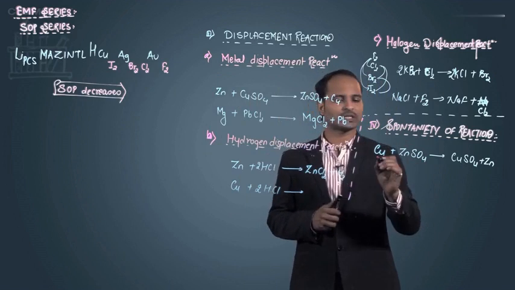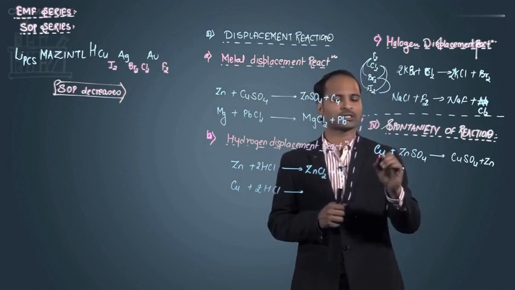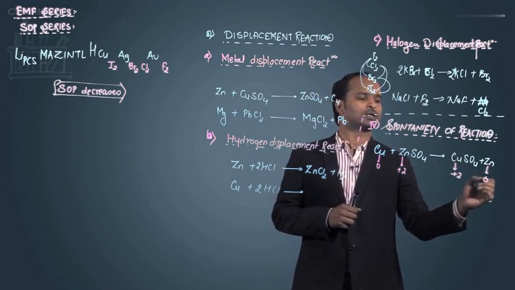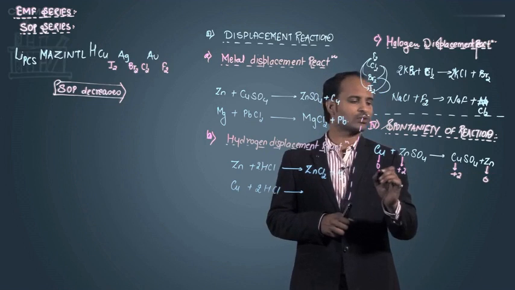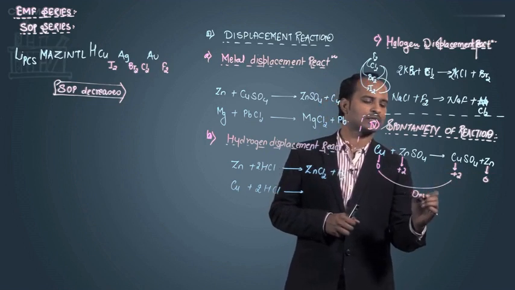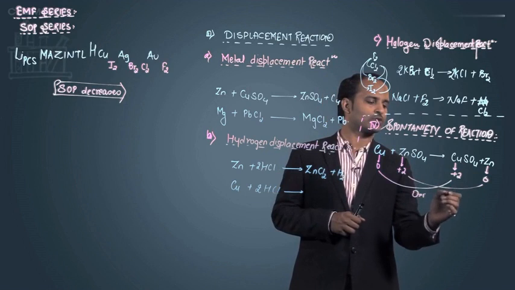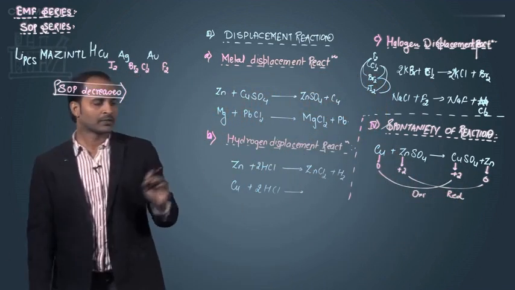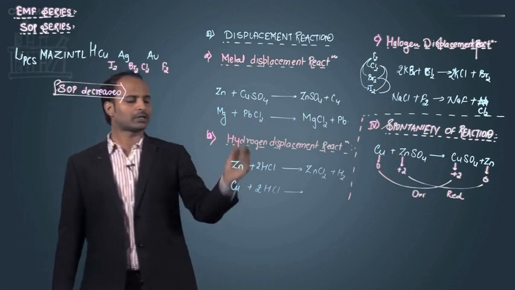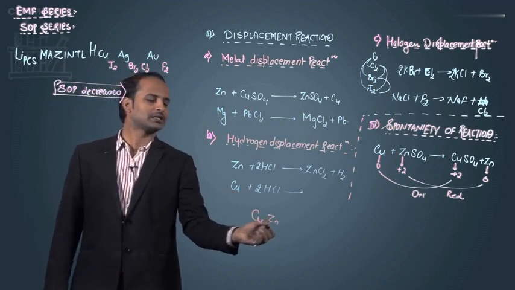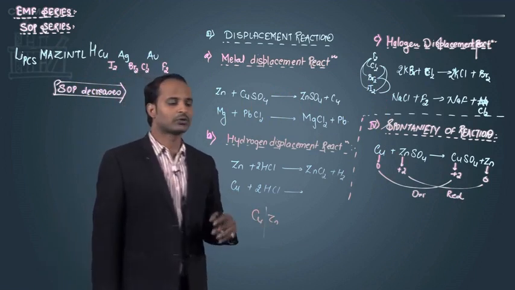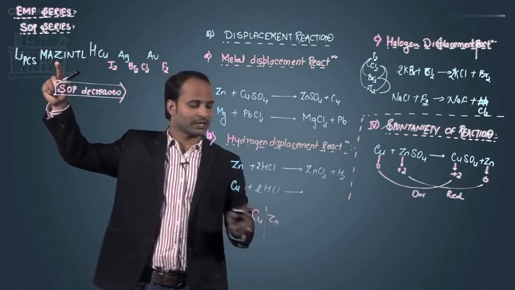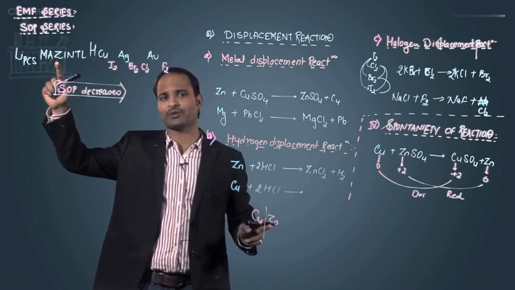Then simply, find out the oxidation numbers of all the metals. Here copper is 0, +2, +2 and 0. Now find out which metal is oxidizing. Copper going from 0 to +2 means it oxidizes, and zinc going from +2 to 0 means it is reduced. So copper is oxidizing and zinc is reducing. Now compare both metals, copper and zinc, and find out from the electrochemical series which has more tendency to oxidize. Zinc has a high tendency to oxidize; its SOP value is more.